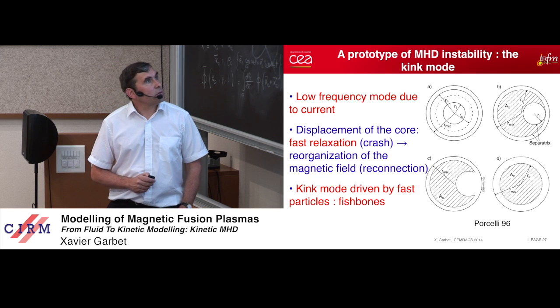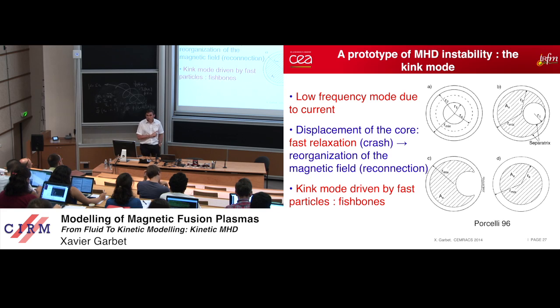We'll see an example. Now, the second thing, and that's why I chose that as a test bed, is that if you put fast particles, alpha particles for instance, in your plasma, you can excite this type of mode, which I then call fishbones.